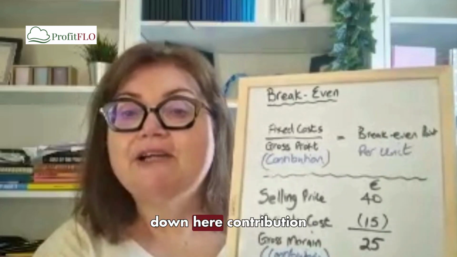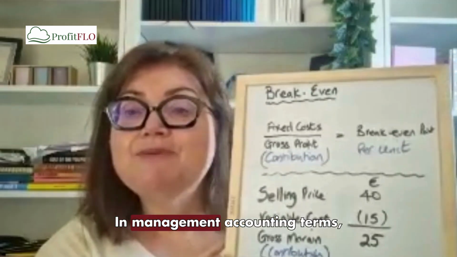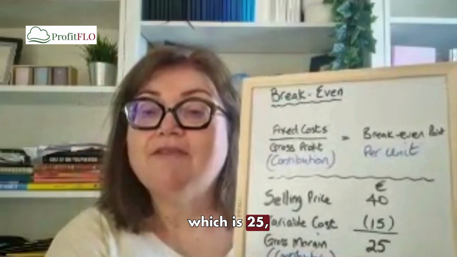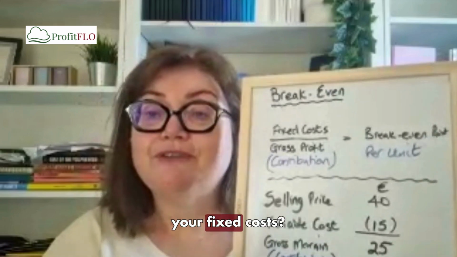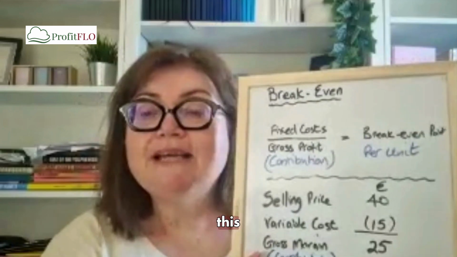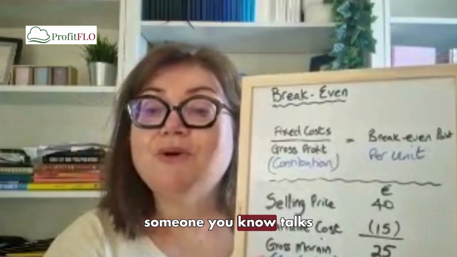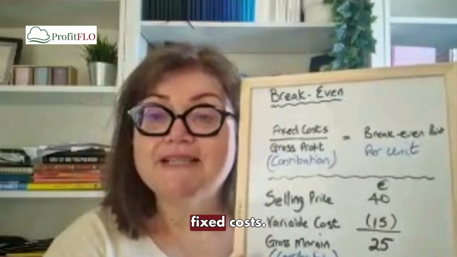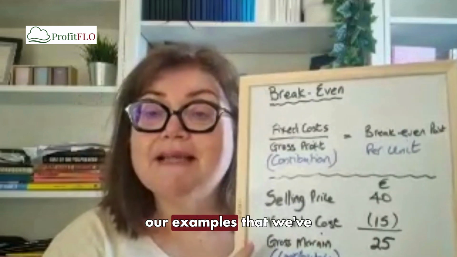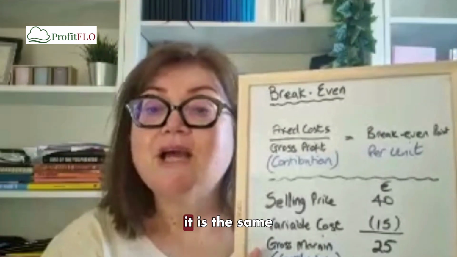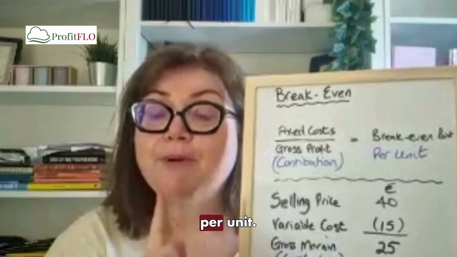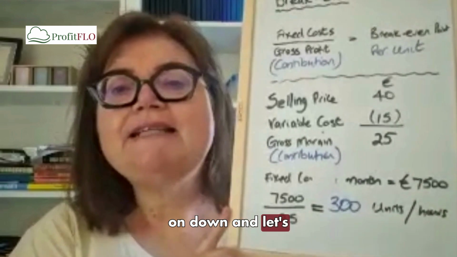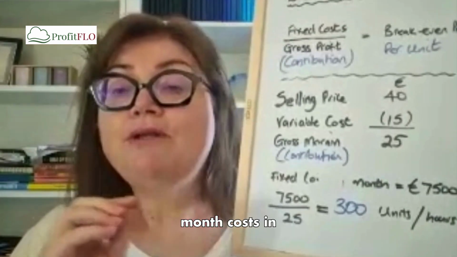Now I have written down here contribution. In management accounting terms, it's contribution. So how much, which is 25, do you have to contribute to paying towards your fixed costs? And I'm only bringing this in just in case your accountant or someone you know talks about it. So you are aware it's a contribution per unit towards fixed costs. But from our examples that we've done in the other episodes, it is the same as your gross profit per unit. That's really important.